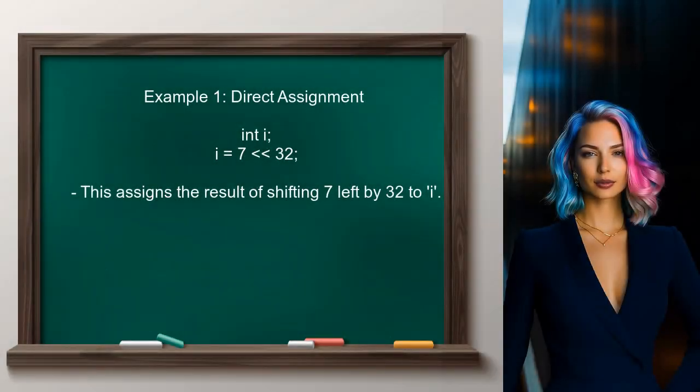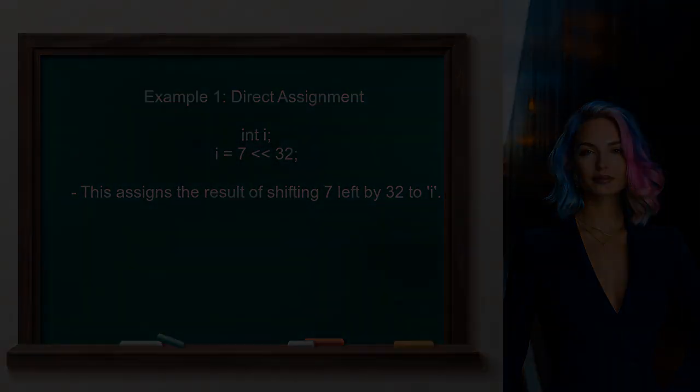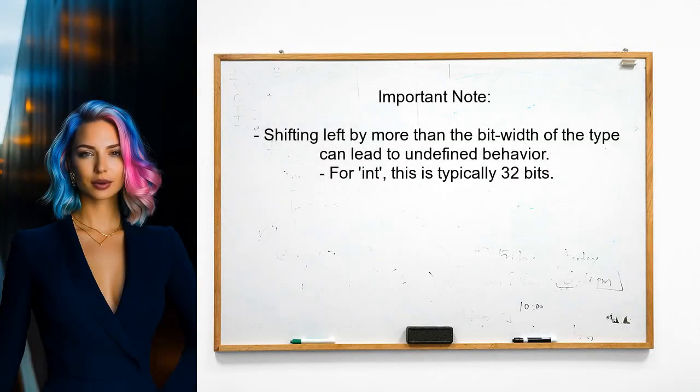To understand the difference between directly assigning the result of a left-shift operation and using the left-shift assignment operation, let's first look at the first example. Here, the user assigns the result of shifting the number 7 to the left by 32 positions directly to the variable I. In this case, the left-shift operation can lead to unexpected results because shifting a number left by more than its bit width can cause the result to be undefined or 0. This is why the user sees a different value for I.